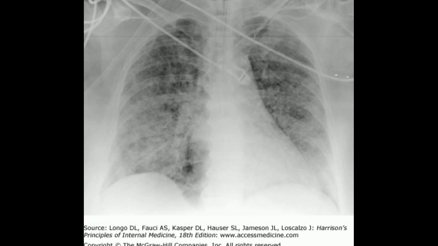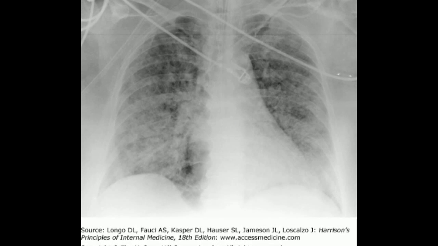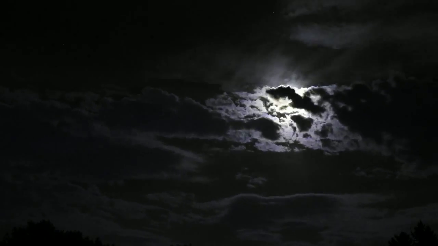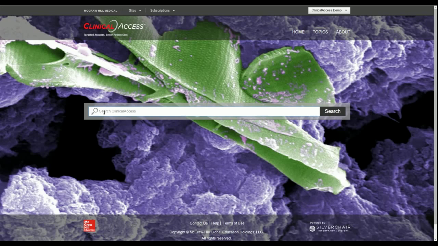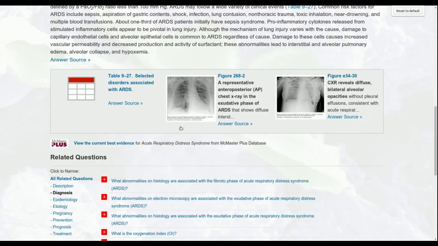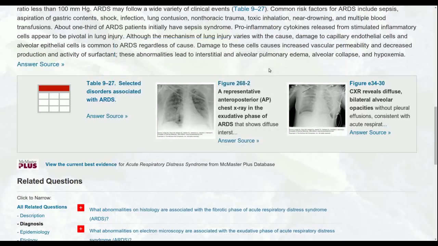You know there have been some changes lately in how ARDS is diagnosed, but it's midnight, and this is your 5th admission, and you can't remember all the changes, so you ask ClinicalAccess. You immediately find the question that you're looking for. This answer gives you the latest diagnostic criteria, complete with all the changes. Not only that, but you also get a great table and examples of chest x-ray findings.